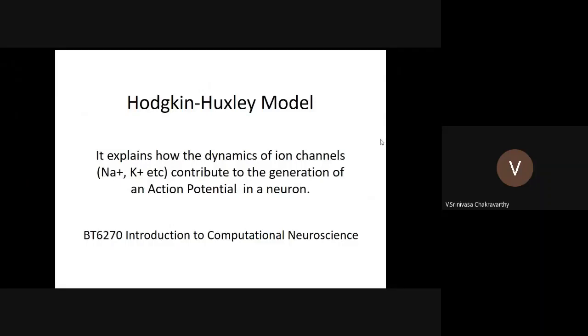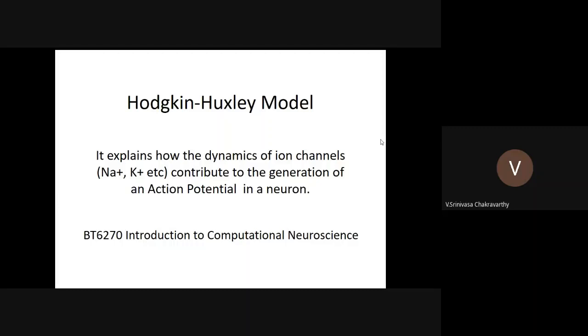Okay, good morning, everybody. So, in this class, we look at the Hodgkin-Huxley model of neural membrane dynamics. In the last class, we described the various signaling components in a neuron. We said neurons have dendrites, a cell body, and an axon, and then the neuron makes contact with another neuron at a synapse.